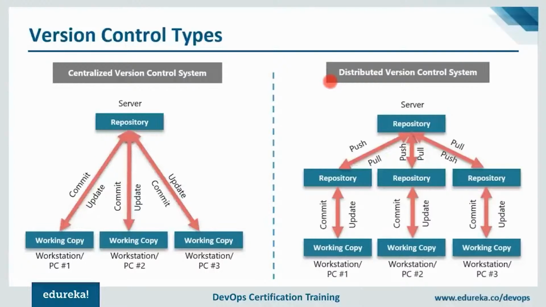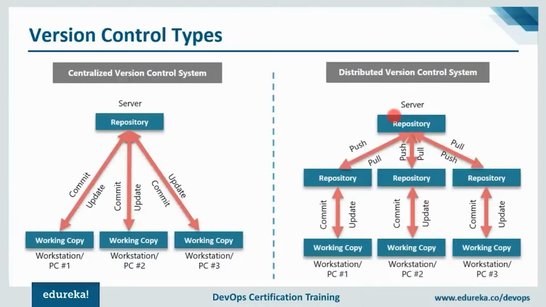Now, let's talk about distributed version control system. Now, these systems do not necessarily rely on a central server to store all the versions of the project files. So, in distributed version control systems, every contributor has a local copy or clone of the main repository. So everyone maintains a local repository of their own, which contains the files and the metadata present in the main repository. So in simple terms, everybody has a copy of the remote repository.